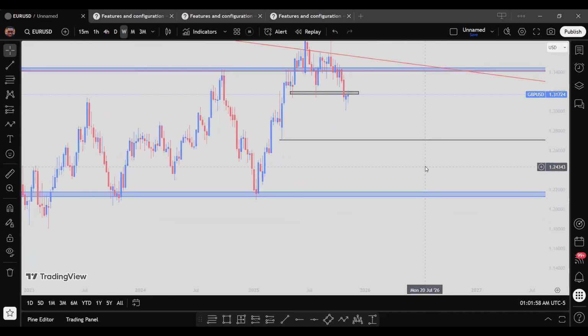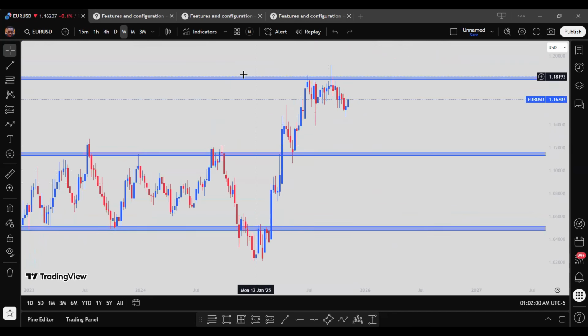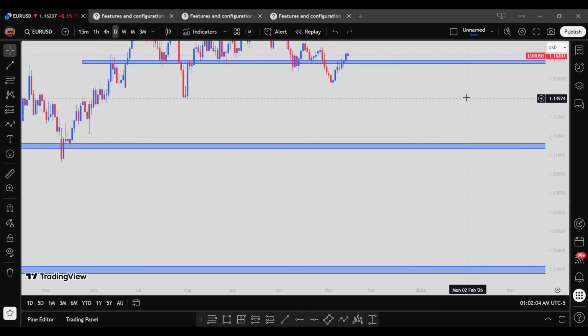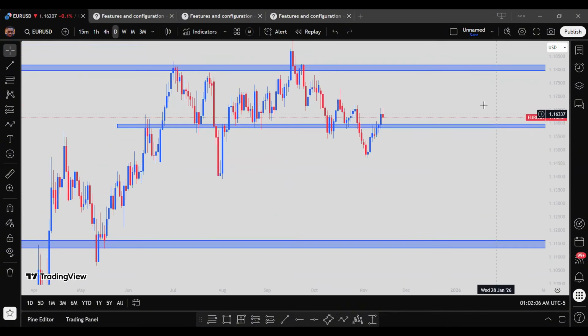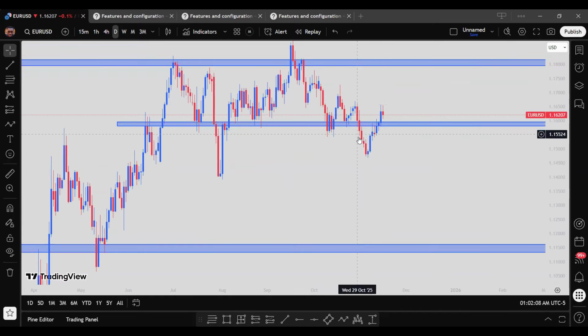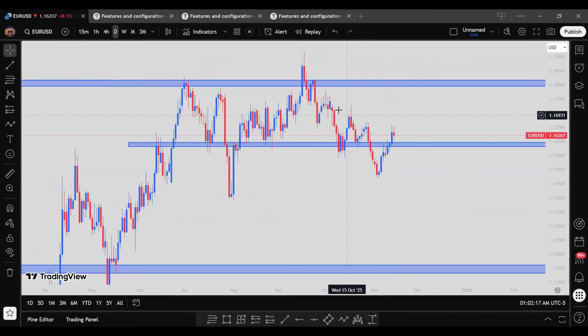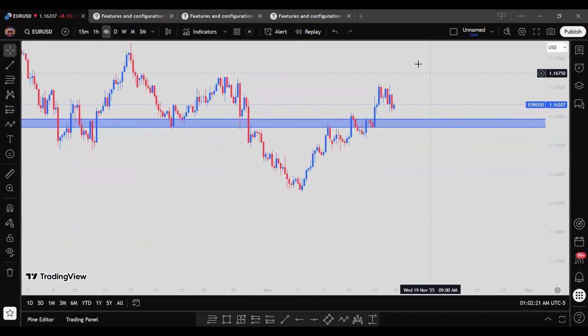So now let's look at EURUSD. EURUSD has not been moving much, so I still want price to continue. After we have a break of this zone, I want price to have a retest of it. After we have a break, I want a retest for me to sell, but we did not get the retest here. So I'm still waiting for price to continue moving back to the downside, honestly.